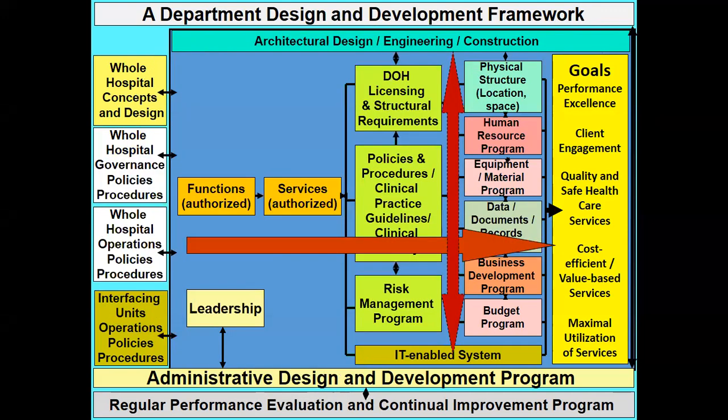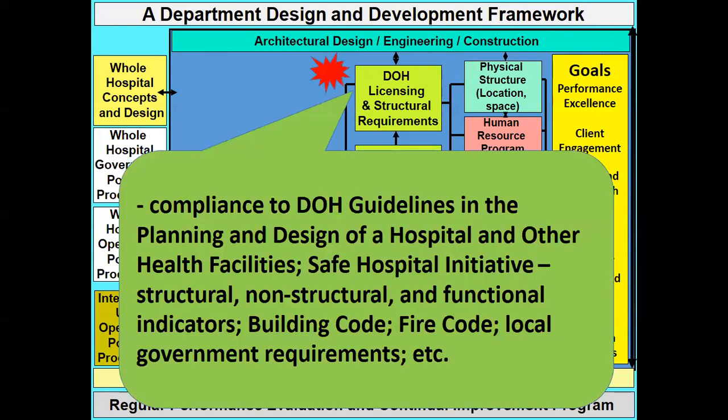This slide shows the basic processes of management in the department design and development framework. So I said the input here, leadership, functions, and authorized services, the output, and then the throughput. Now let's go to the throughput. DOH licensing and structural requirements. This means the compliance to DOH, Department of Health, guidelines in the planning and design of hospital and other health facilities. There's a manual on this. Safe hospital initiatives, which include the structural and non-structural and functional indicators, building code, fire code, local government requirements, etc.